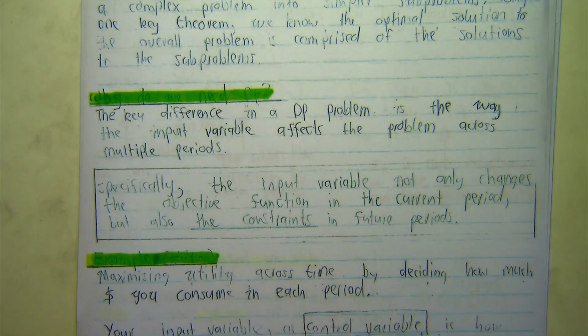The key difference in a dynamic programming problem is the way the input variable affects the problem across multiple periods. Specifically, the input variable not only changes the objective function in the current period, but also the constraints for future periods. That is an interesting form of optimization that we have yet to encounter.